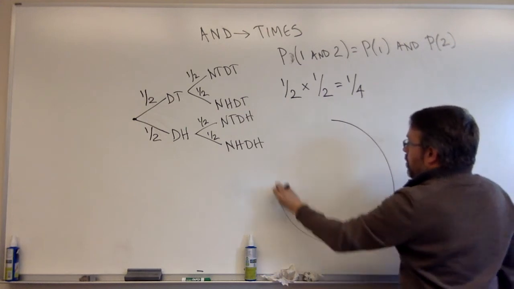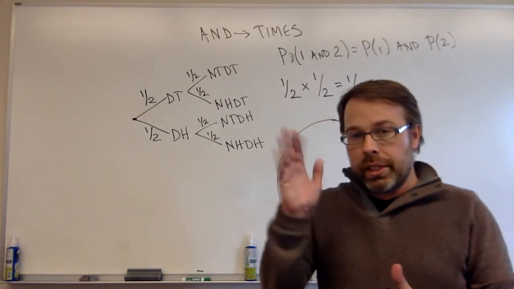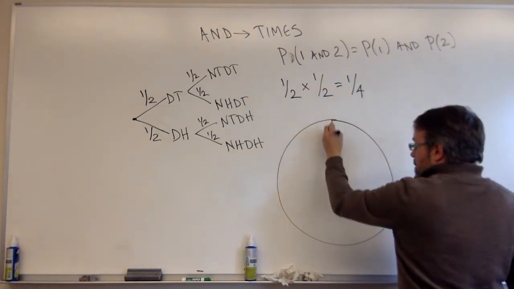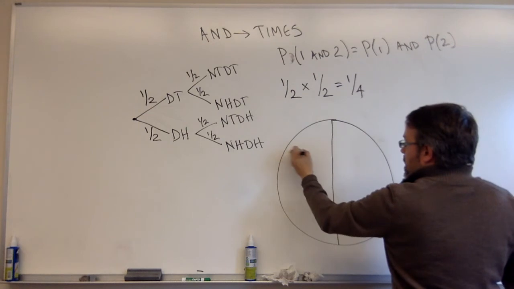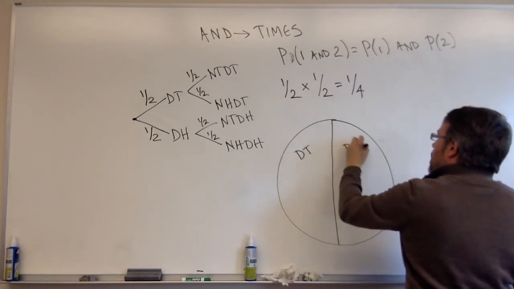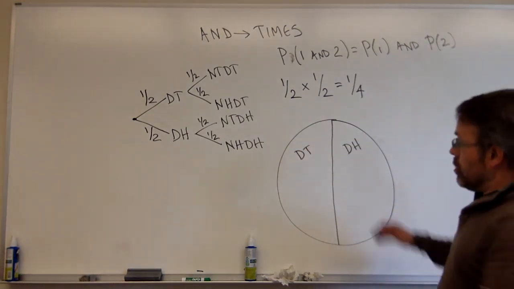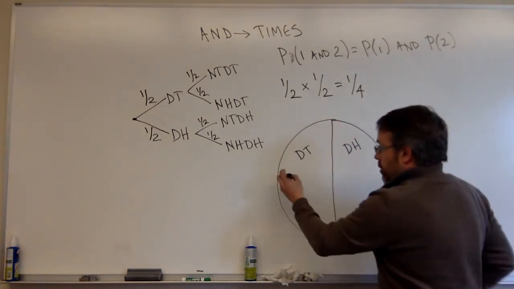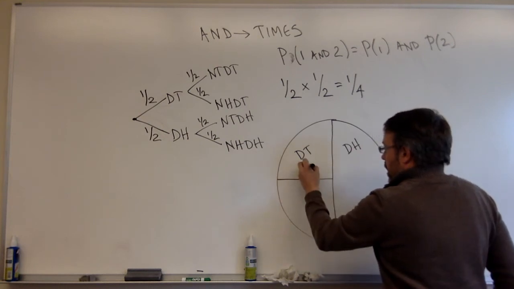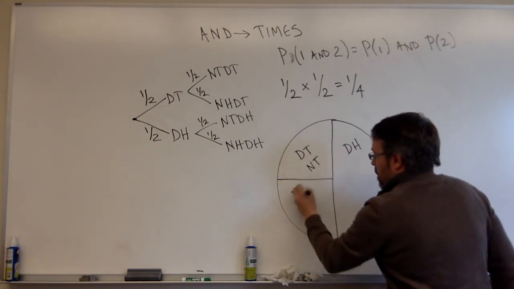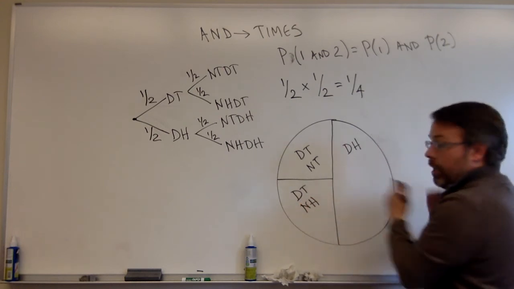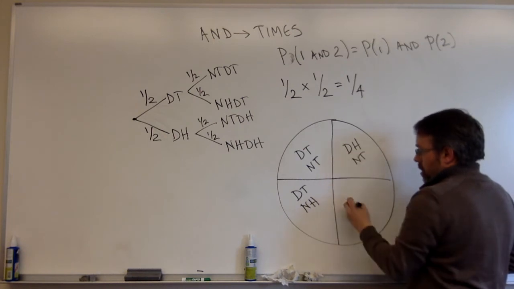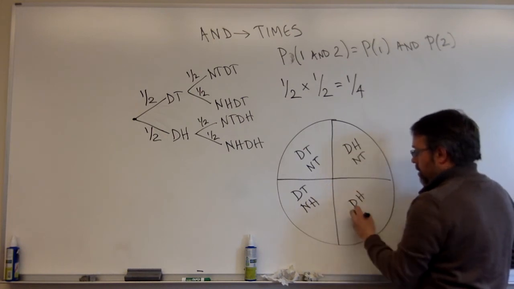So that would mean that we draw the pie chart, and now we're just going to subdivide it each time we do something. So first we flip the dime, and then we either get dime tails or we get dime heads. And then for each side, so if we get dime tails, now we're going to flip the nickel, and we get either nickel tails or we get nickel heads. And then over here, if we get dime heads, we're going to divide it again, and now we either get nickel tails or nickel heads.